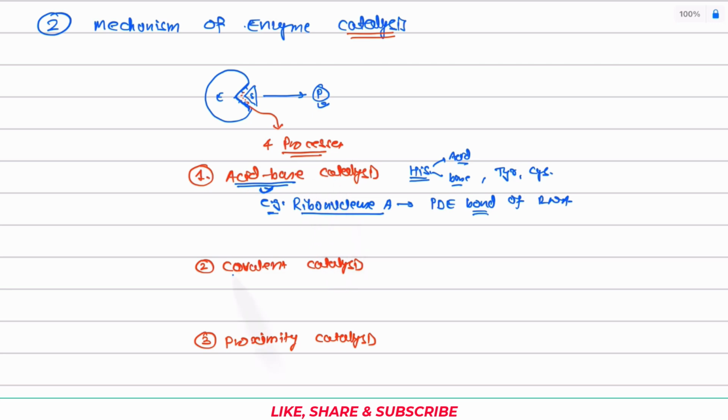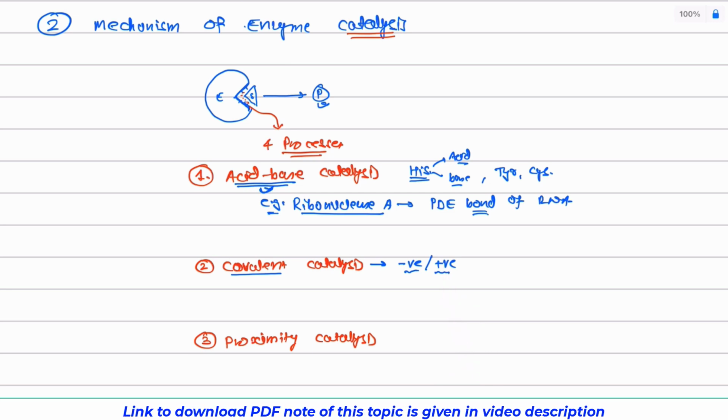The second is the covalent catalysis. See, we know that certain amino acids have a negative side chain and certain amino acids have a positive side chain. So what happens? This negative and positive charge on the amino acid side chain at the active site makes a bond with the substrate, and so necessary changes are done in the substrate and the substrate gets converted to the product. One very good example of such an enzyme is the serine proteases.